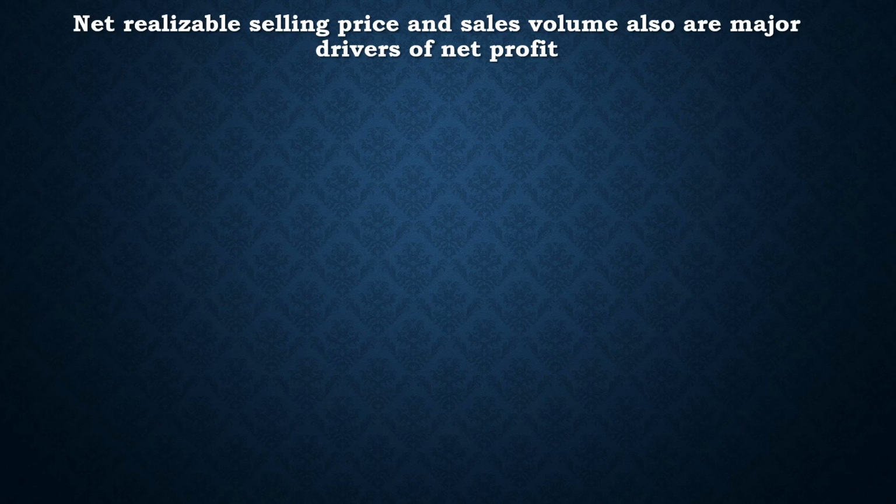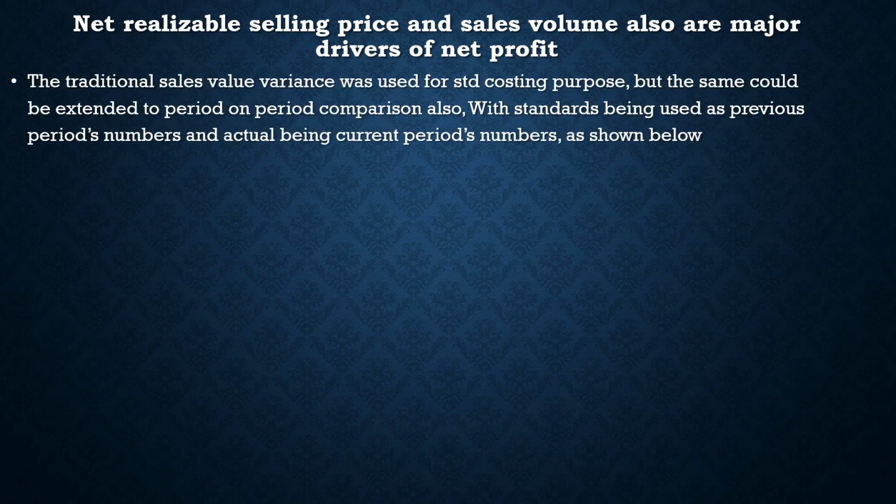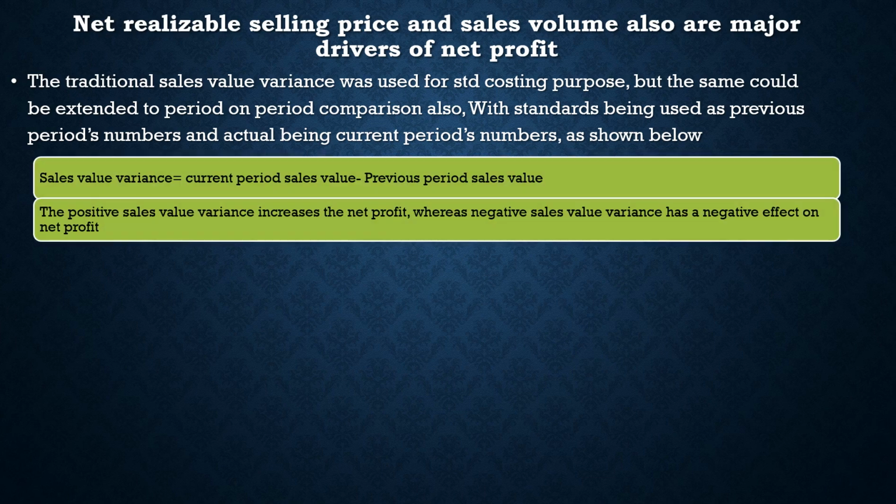Net realizable selling price and sales volume are also major drivers of the net profits. The traditional sales value variance was used for standard costing purpose, but the same could be extended to period-on-period comparison also, with standards being used as previous period's numbers and actual being the current period's numbers as shown below. Sales value variance equals current period sales value minus previous period sales value. The positive sales value variance increases the net profit, whereas negative sales value variance has a negative effect on the net profit.